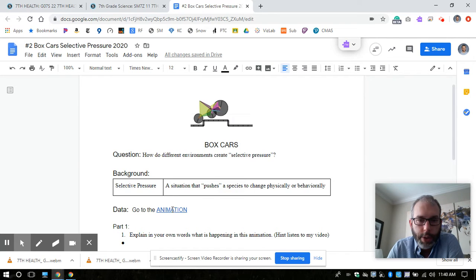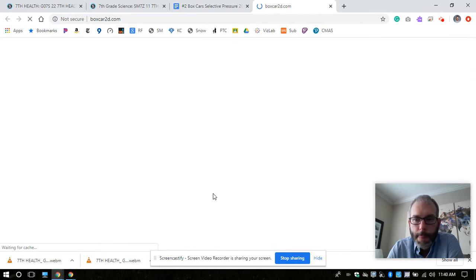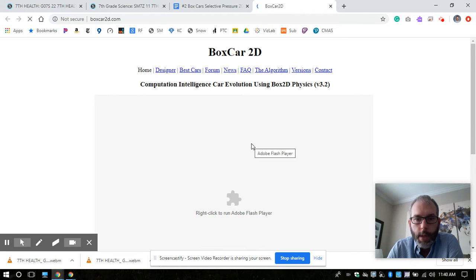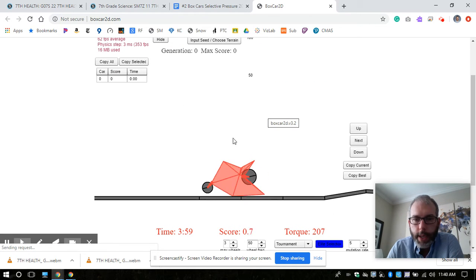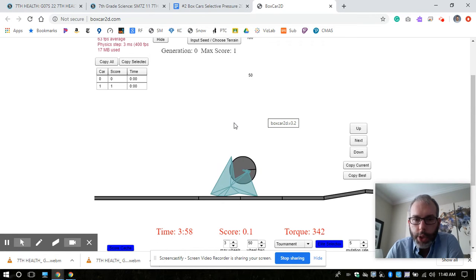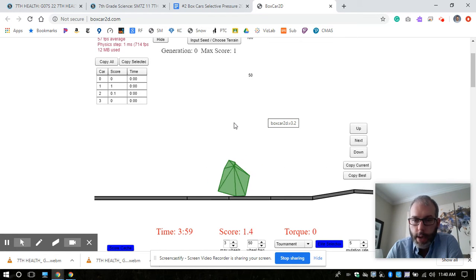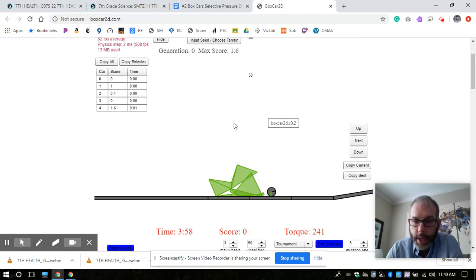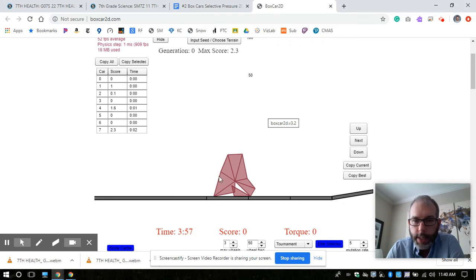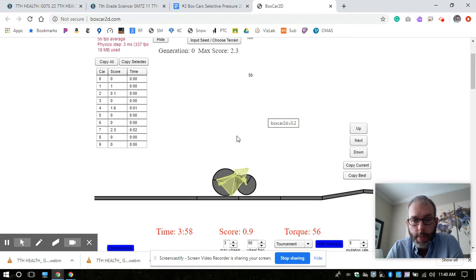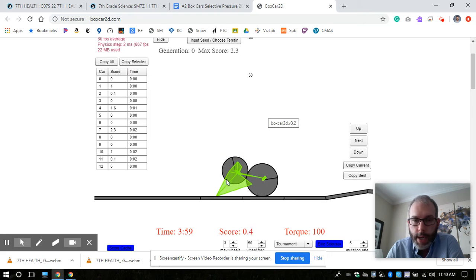So what you're going to do is click on this animation, and it's going to pull up this little 2D animation. And the way it works is the computer randomly takes shapes, triangles, and sticks them together. And then it randomly takes wheels and randomly sticks them onto the car. Now you can see these cars are terrible. They don't really work. And the reason they don't work is because they're totally random.